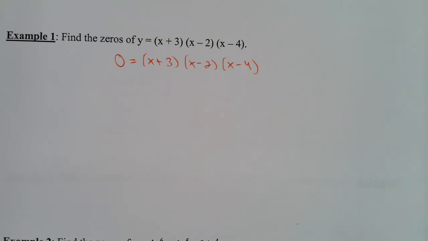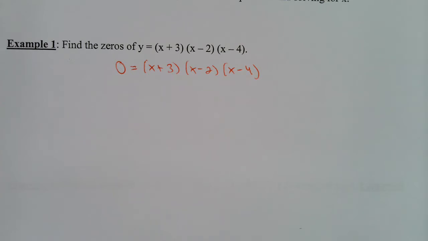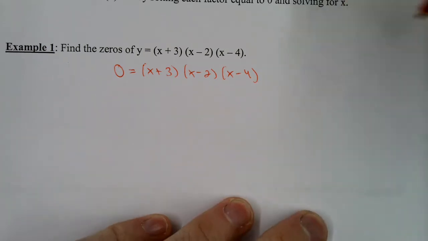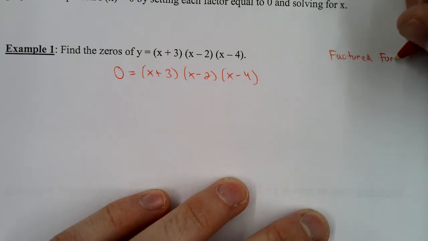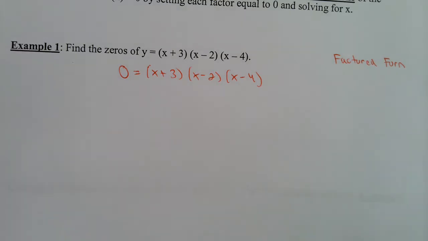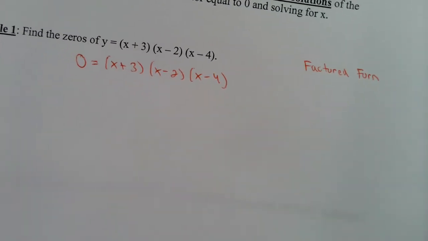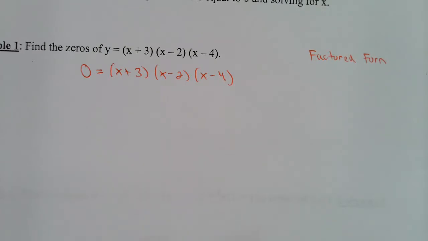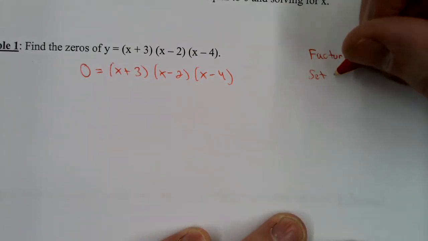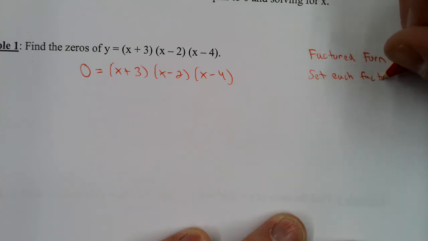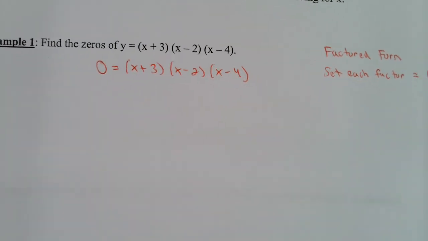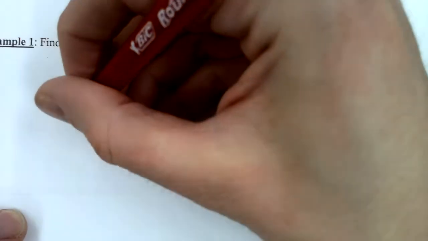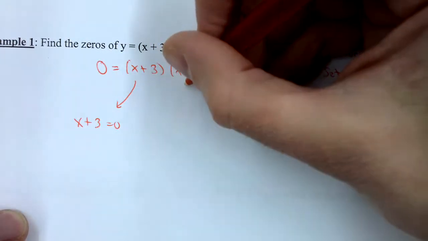Now, this is already in what's called factored form. Okay? It's already factored. You can't factor that because it's already factored. So since it's in factored form, what we're going to do is we're going to set each factor equal to 0, and solve each one. Set each factor equal to 0. We've done this before.